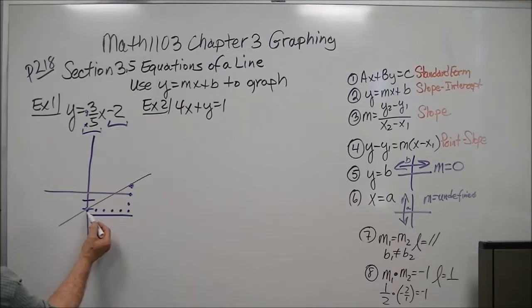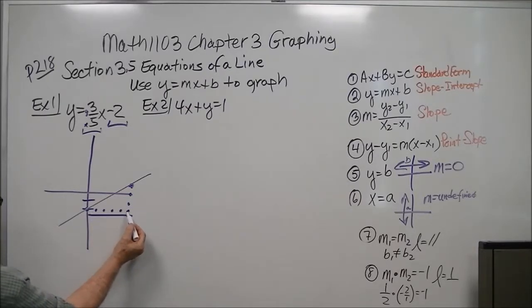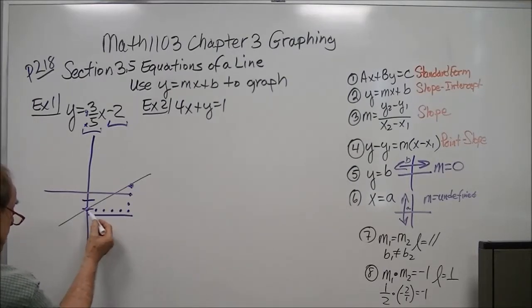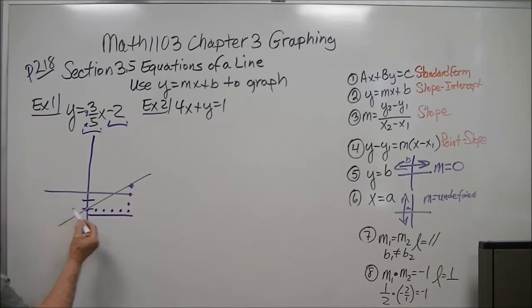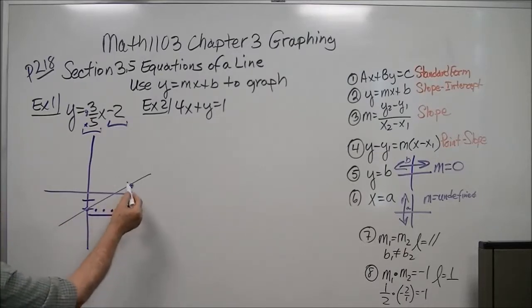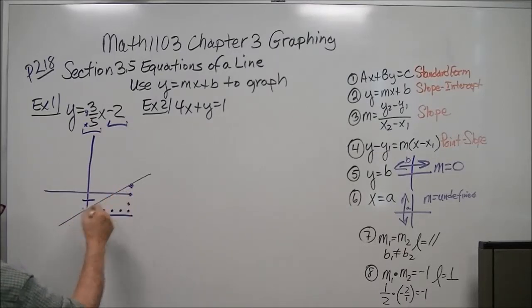Plot your y-intercept, and from that point, do your run first. If it's positive, it'll be to the right. If it's negative, it'll be to the left. And then do your rise, and then you're going to click on that, and it makes a nice line.